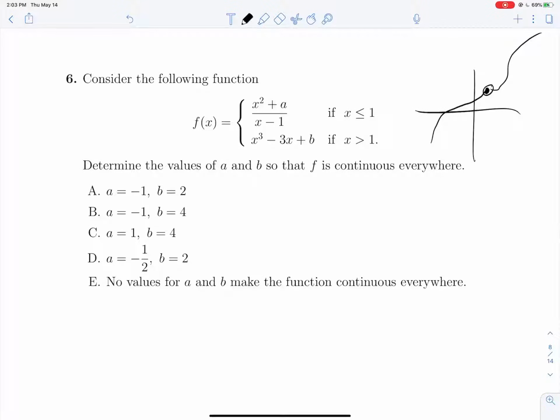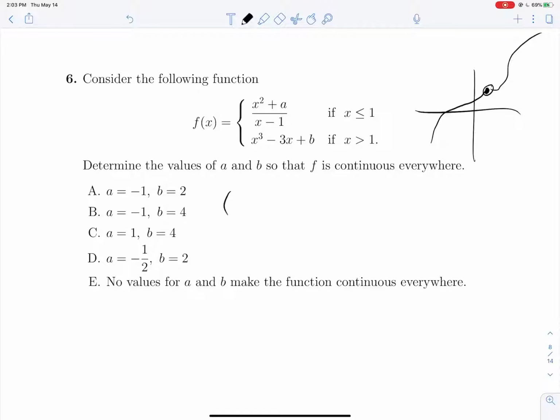So really, these just have to evaluate to the same thing at x is equal to 1. But immediately the issue that we see is that when x is equal to 1, this thing is undefined. It has a denominator of 0. So we really want to get rid of that x minus 1, and the only way we're going to do that is by finding some value of a that allows us to factor the numerator and get rid of it.